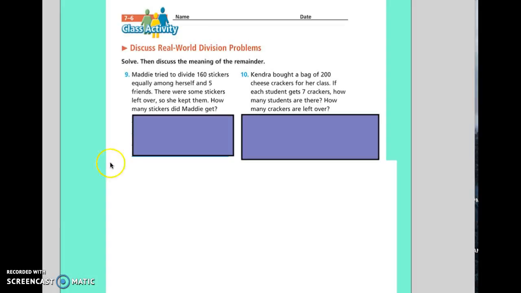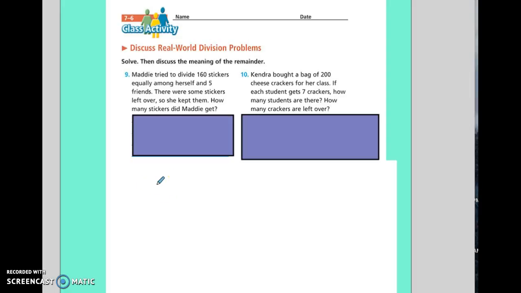So let's practice what we know with some real-world division problems. So here's the first problem. Maddie tried to divide 160 stickers equally among herself and 5 friends. There are some stickers left over, so she kept them. How many stickers did Maddie get? So when I read this problem, what I understand is that I'm going to figure out how many stickers each of her friends got, and then she gets to keep the leftovers. The leftovers are going to be our remainder.